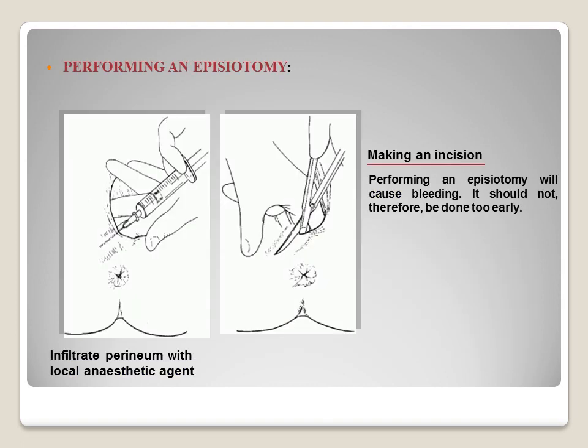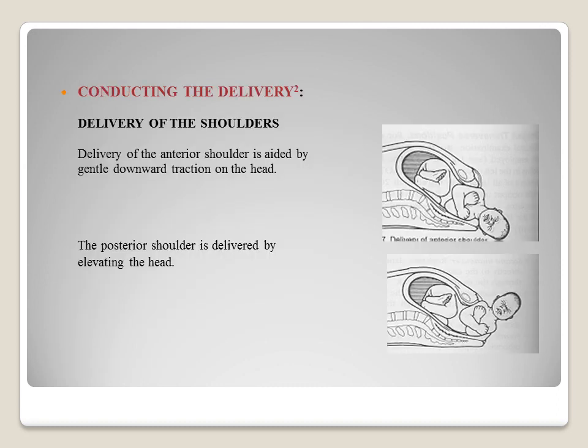How we will perform then an episiotomy. Of course, for episiotomy we should give the patient infiltration of the perineum with a local anesthetic agent, and what we usually use is lidocaine, and then make an incision. Performing an episiotomy will cause bleeding. It should not therefore be done too early. We don't do it at the beginning at all, but only when the presenting part or the head reaches the stage of crowning.